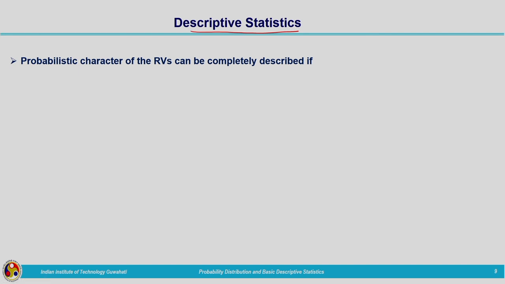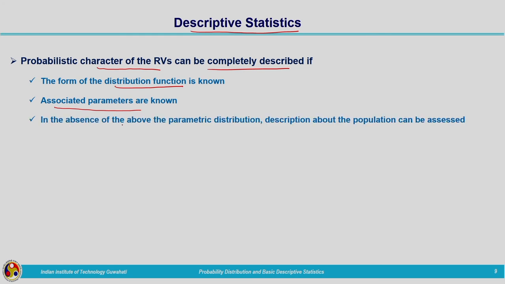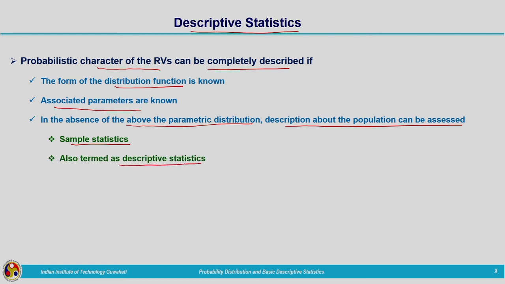If we want to carry out the probabilistic analysis, we need to have understanding about the probabilistic character of the data. That is, the probabilistic character of the random variables can be completely described if we have the form of the distribution function. That is, the type or form of the distribution function should be known to us, or the associated parameters should be known to us. Either the distribution function or the associated parameters should be known. In the absence of the above parametric distribution, the description of the population can be assessed if we have some sample statistics. That is termed as descriptive statistics.